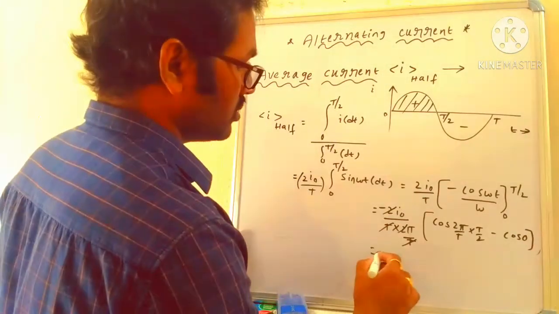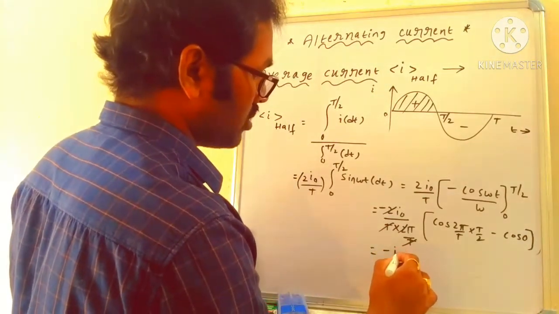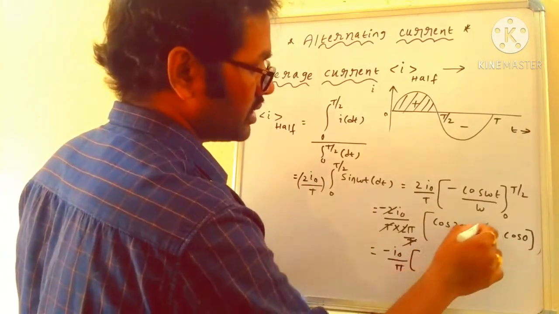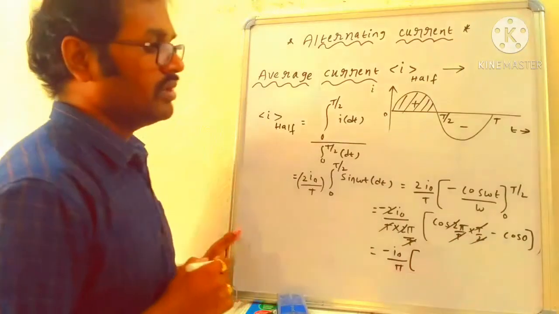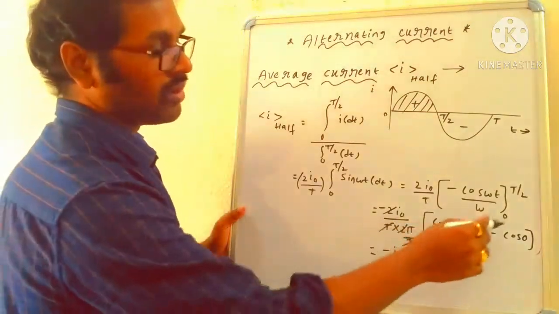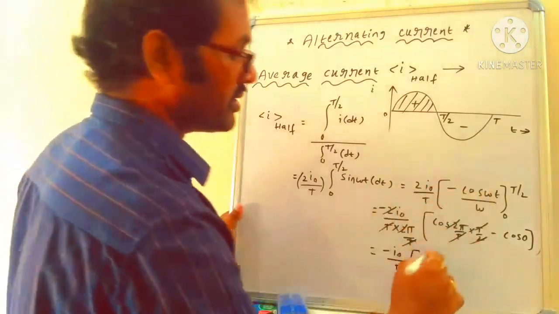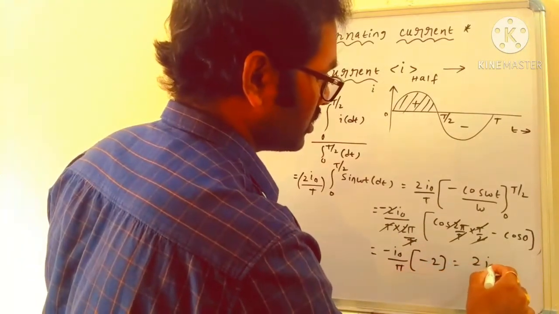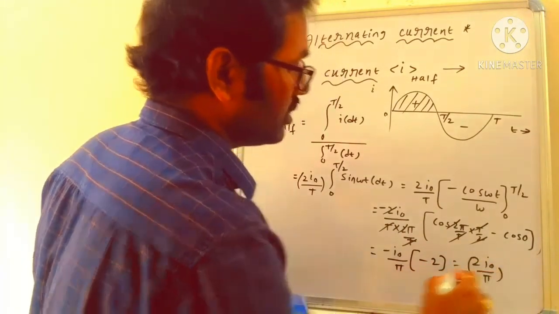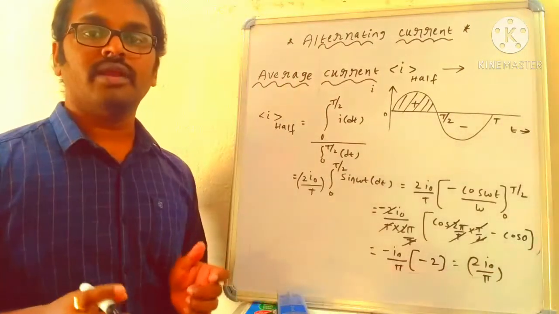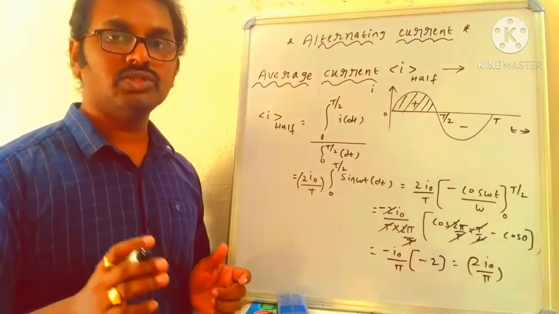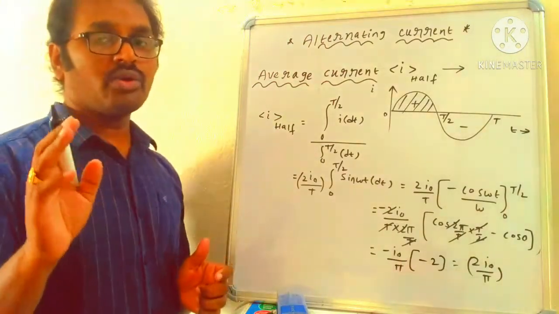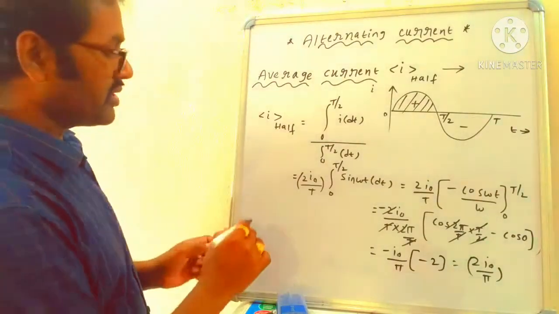That is equal to minus I naught divided by pi into... there you can see t gets cancelled, 2 gets cancelled. Cos 180 is minus 1, cos 0 is 1. Minus 1 minus 1, you will get minus 2, which gives 2 I naught divided by pi. So the average value of current for the half cycle, we got it as 2 I naught divided by pi. And remember, we got the result without doing integration.